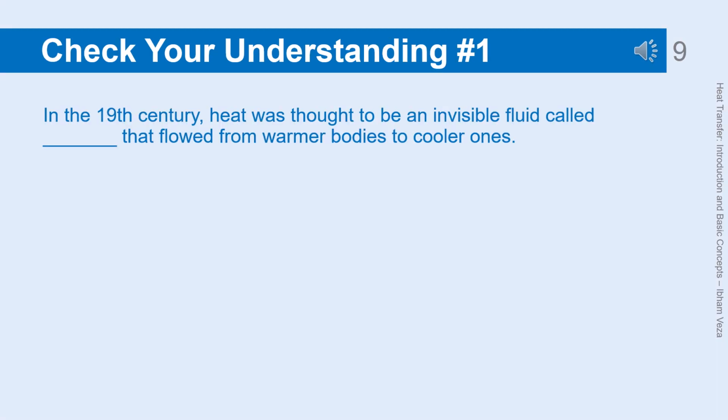Check your understanding number 1. This question reinforces the historical term used to describe heat in the 19th century. The correct answer is caloric, according to the old theory that treated heat as a fluid. Although this concept is no longer used, understanding it is important to see the evolution of science. This history shows how scientific understanding can change over time. From here, the transition to the modern energy-based view becomes clear.